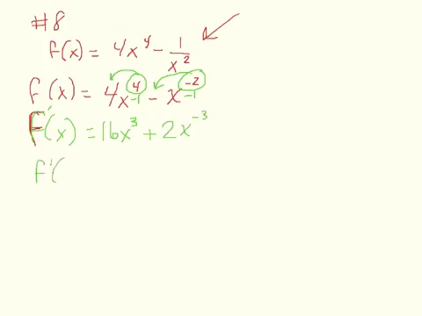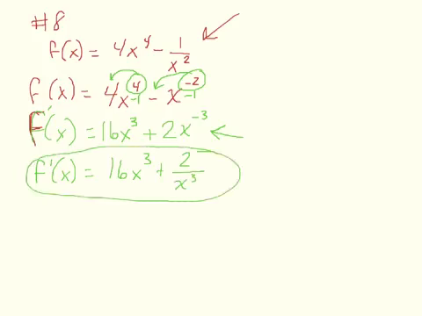And the last thing you have to do is write it in the way they gave you, 16x cubed. You have a whole number 2, but because you have a negative exponent on x, that tells you those 3 x's belong in the denominator, and that's your derivative.